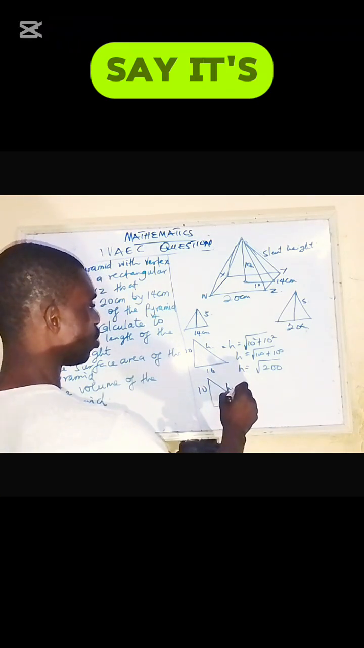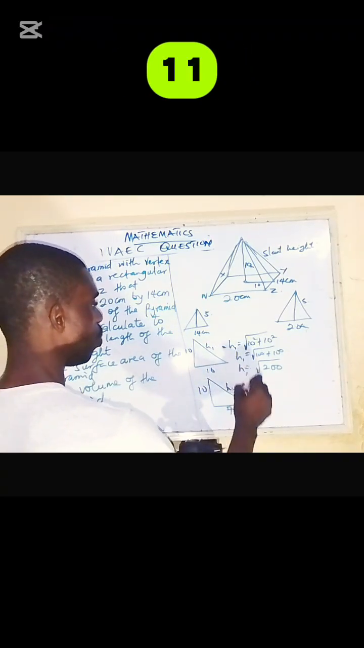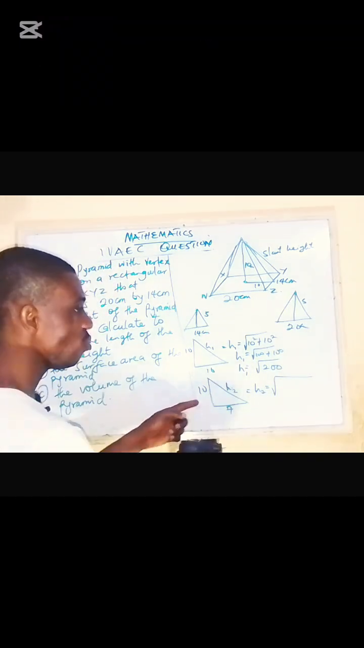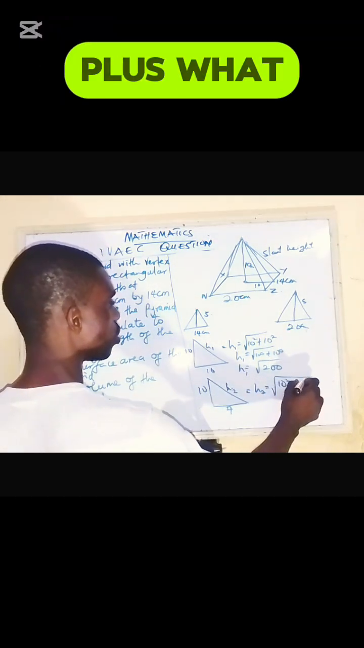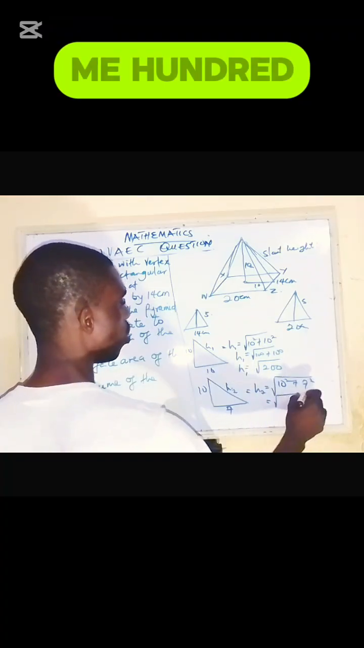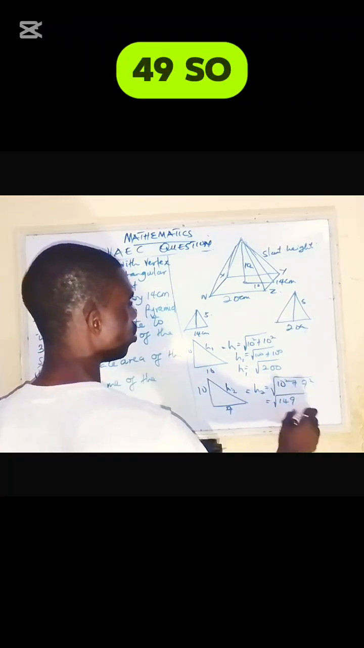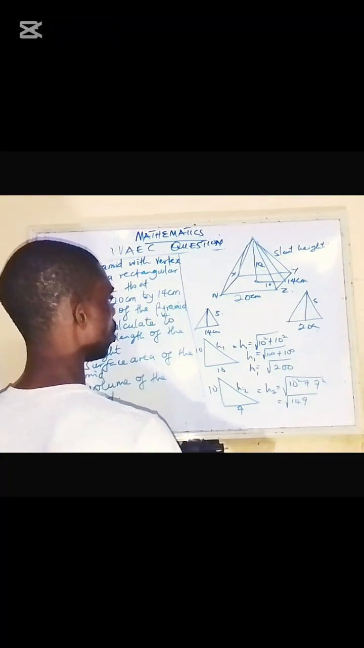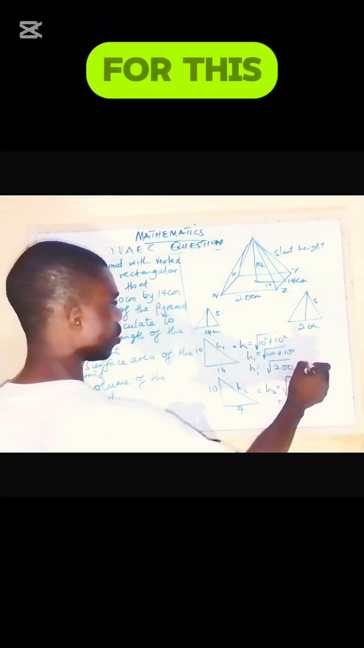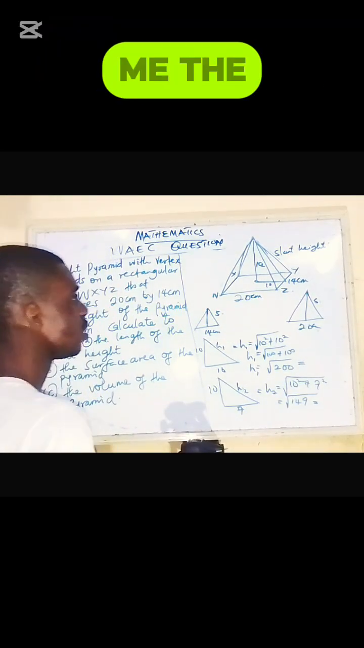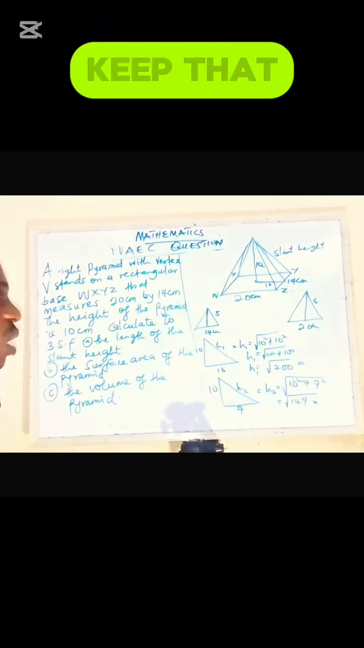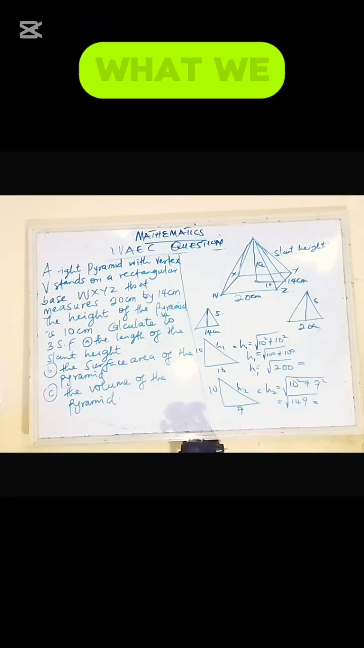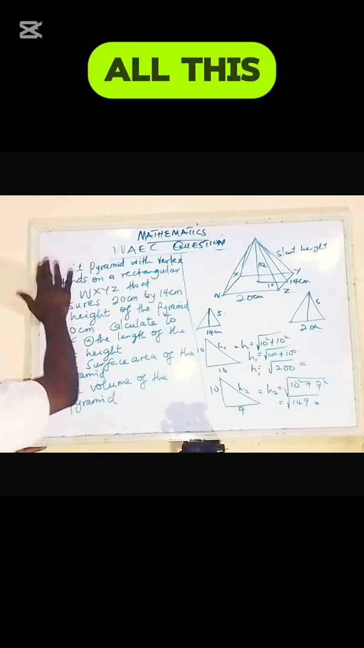It's not going to be the same. Let me say this is height 1 and this is height 2. So height 2, h2, equals the square root of 10 squared plus 7 squared. That's going to give me 100 and 49. So I will now find the square root of this one. That's going to give me the height there. Let me keep that. So the next step is to come back and do what we have to do.